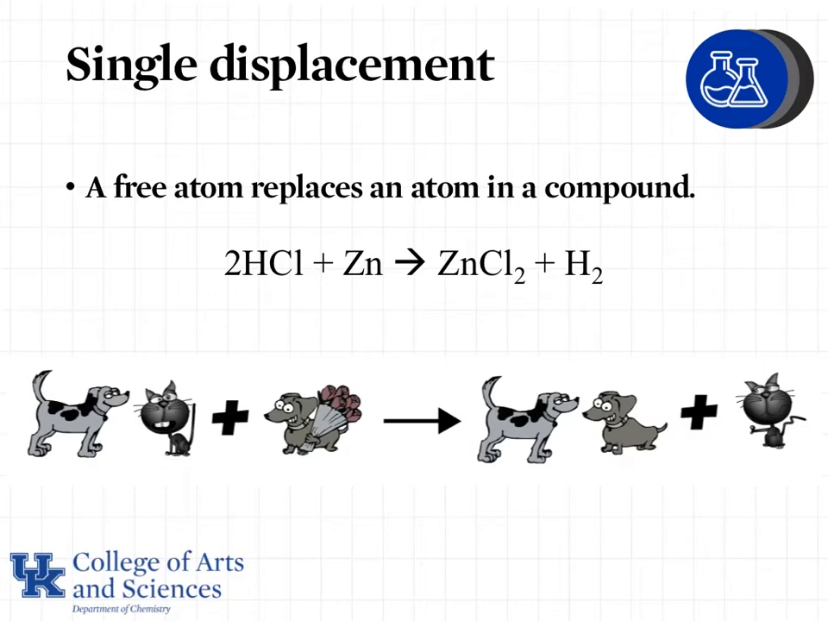A common question from students is, how do we know which one is going to get replaced? Well, notice that zinc is a metal and it can only form a cation, so it can only replace a cation in the other compound. H is also a cation here, with Cl being the anion. Therefore, the zinc must replace the hydrogen if it's going to replace anything.